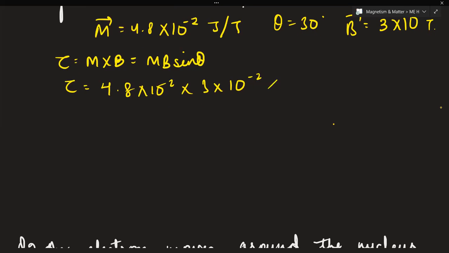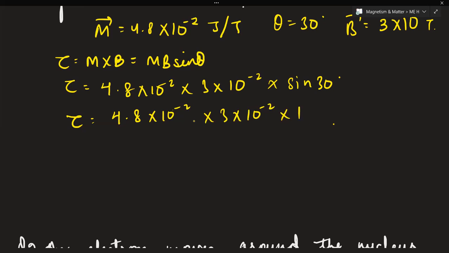And then into sine 30 degree. So torque becomes 4.8 into 10 to the power minus 2 into 3 into 10 to the power minus 2 into 1 by 2. This becomes what? 2.4. So 2.4 into 3 is 7.2. That becomes 7.2 into 10 to the power minus 4. I mean, the unit, what should we write? Newton meter. Even if you write Newton meter, that is also fine.